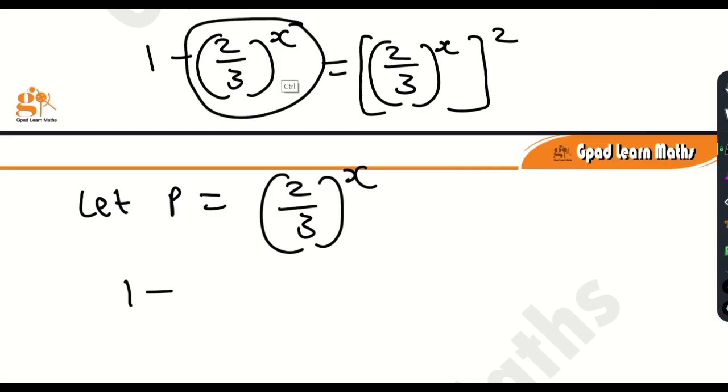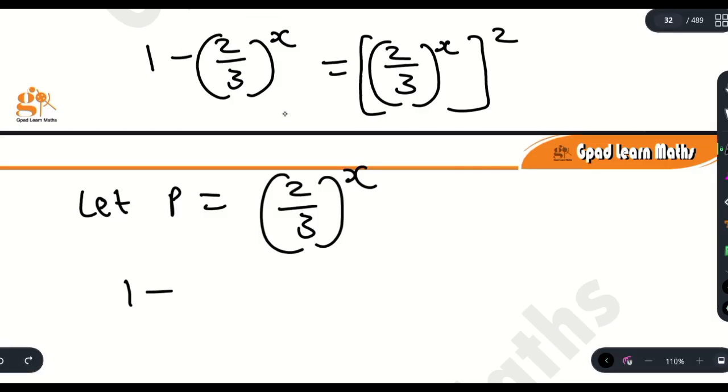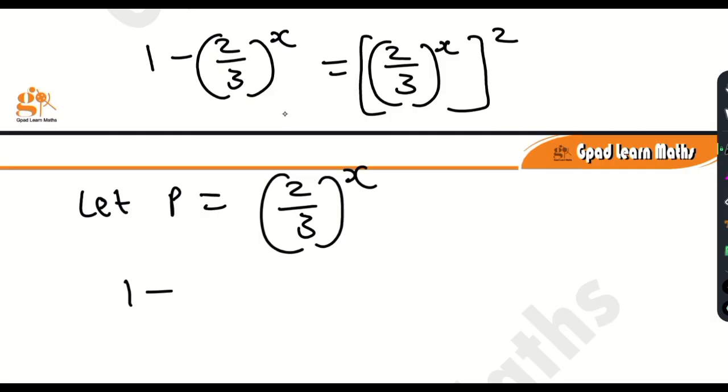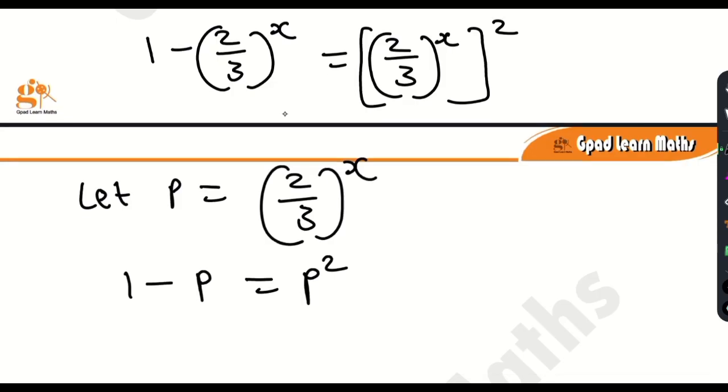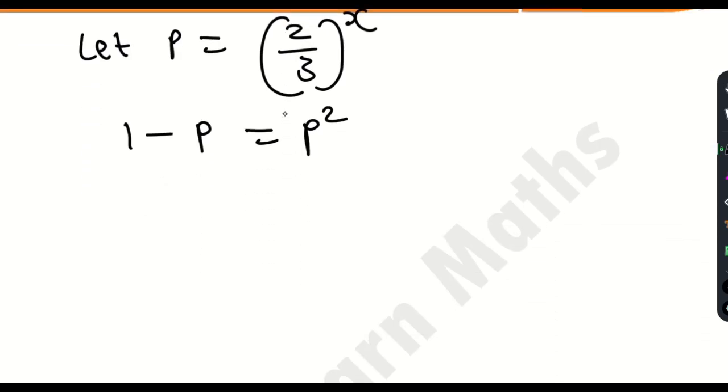I'll just write p, because we just said let p be equal to 2 over 3 all raised to the power of x. So p is equal to what? What about this? It's going to be p, but we have a square there, so that's raised to the power of 2. Can you see that this is a quadratic equation? Very neat, very simplified.